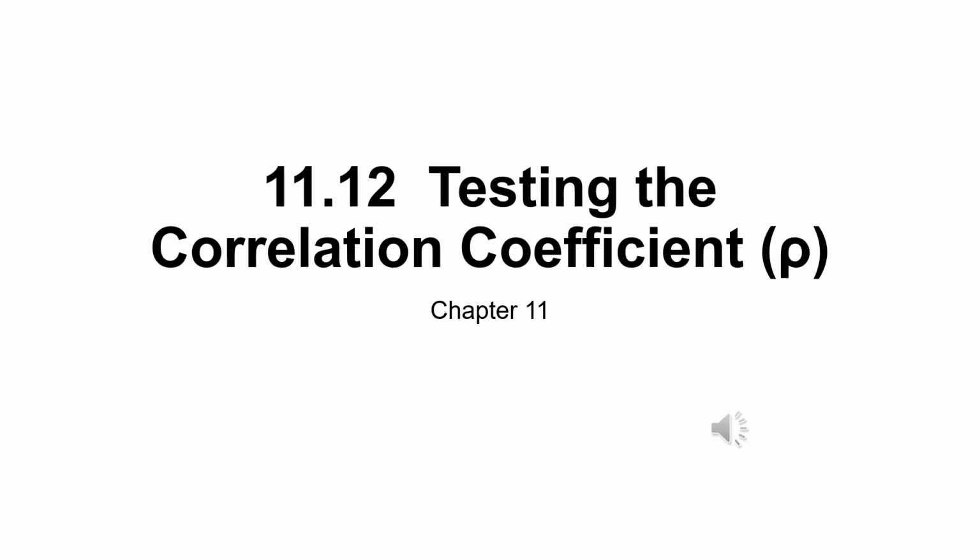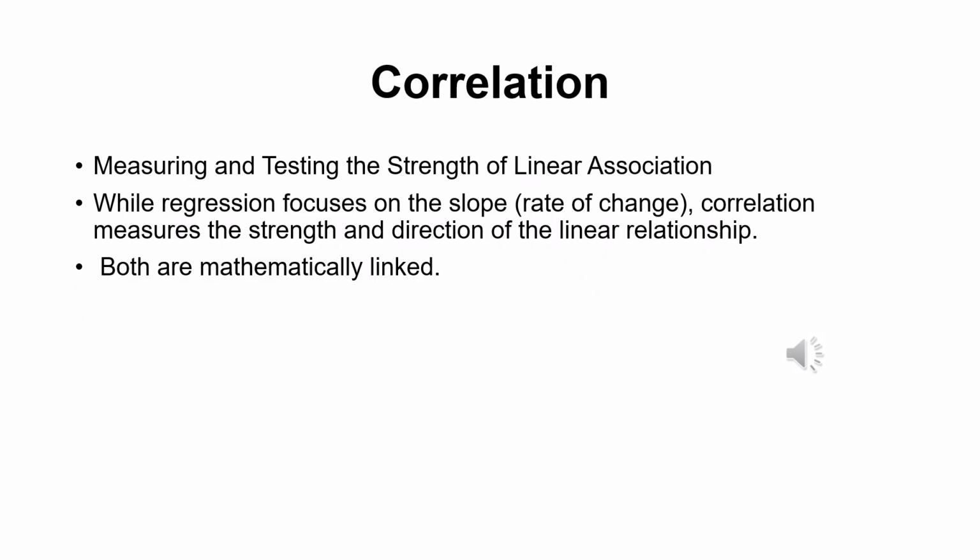The population correlation coefficient is denoted by the Greek letter ρ, and the sample correlation coefficient is denoted by r. Unlike the slope, correlation is unitless, and always lies between -1 and +1. A value near +1 indicates a strong positive linear relationship, near -1 a strong negative linear relationship, and near 0 no linear relationship.